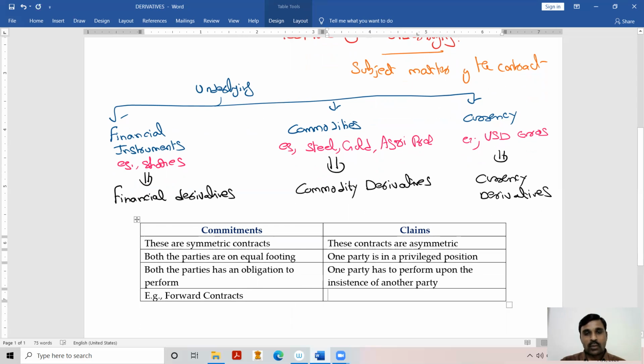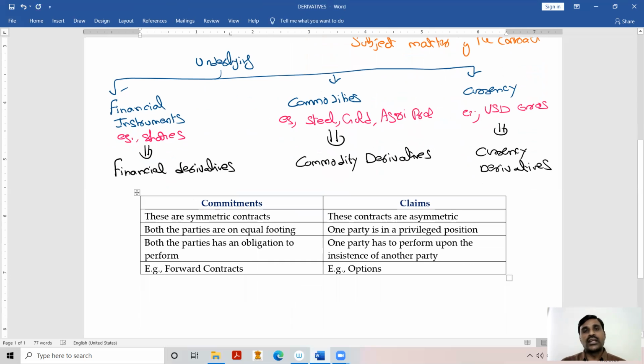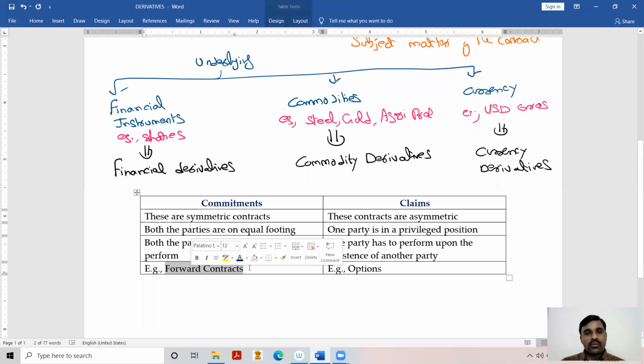Examples of claims are options. So forward contracts and options are the two broad categories. In the case of forward contracts, the price is fixed. In both cases, the price is fixed. Only thing is that here the performance is guaranteed, and here the performance is contingent.